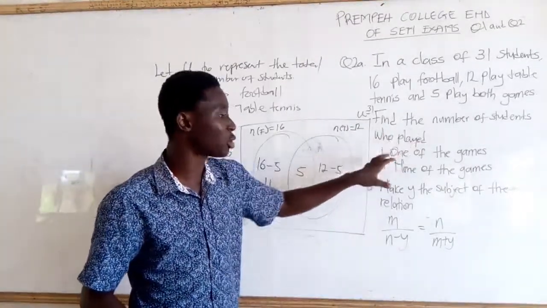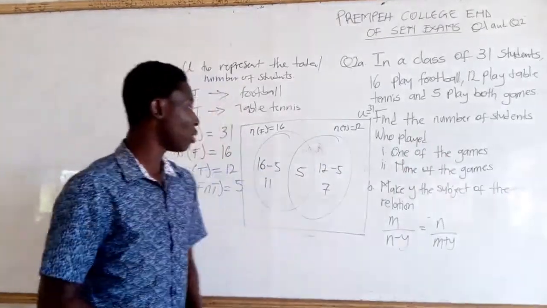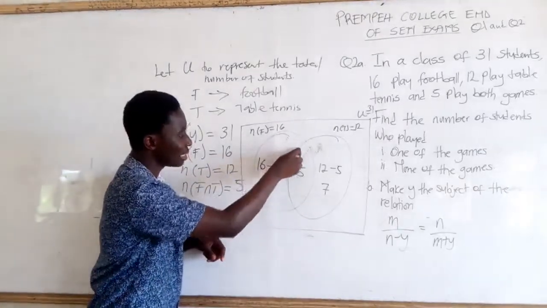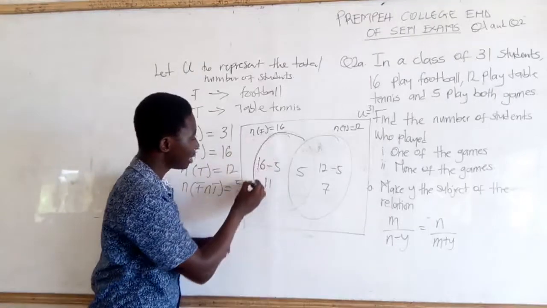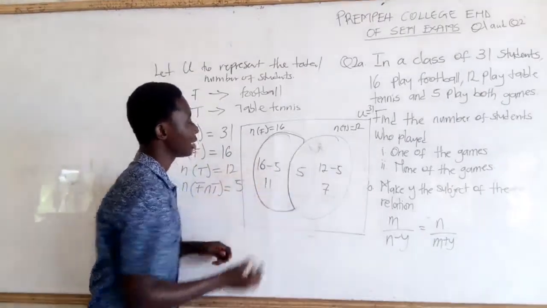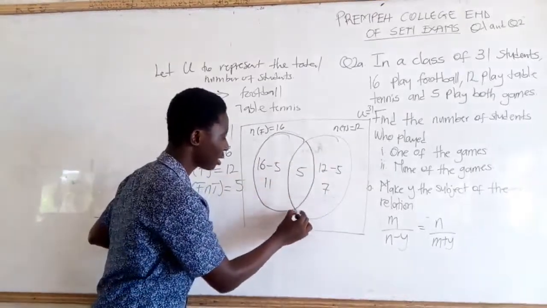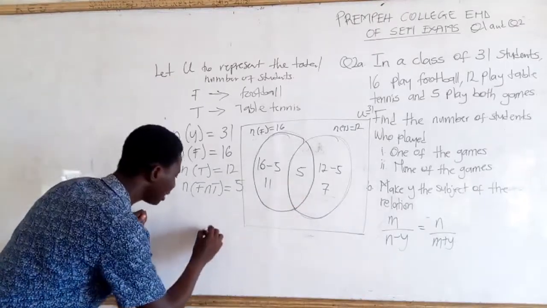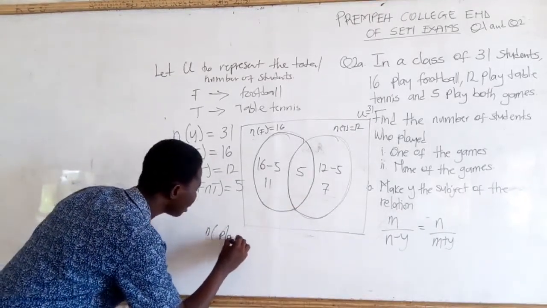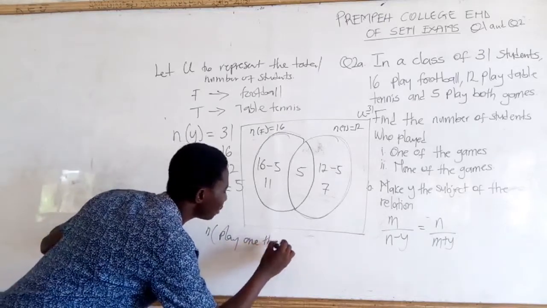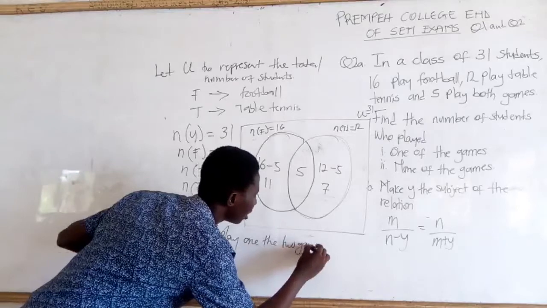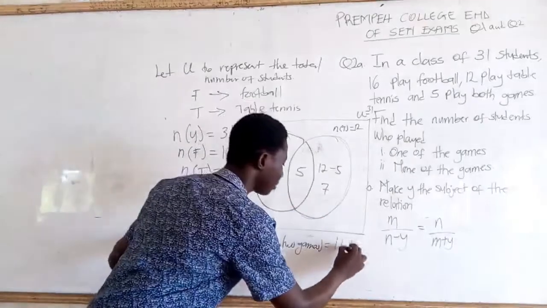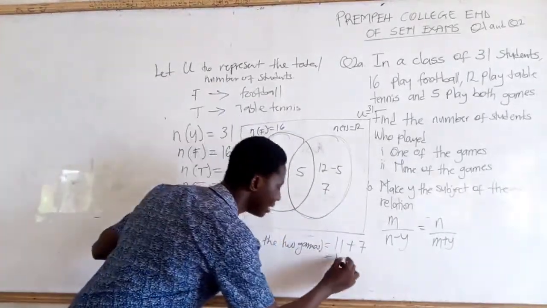We have to find the number of students who played one of the games. When we say one of the games, we are just talking about this portion. This side is not included, but just this portion. Let me shade it: this portion, and then this portion. This side is not included. So the number of students that played one of the 2 games is equal to 11 plus 7, which is 18.